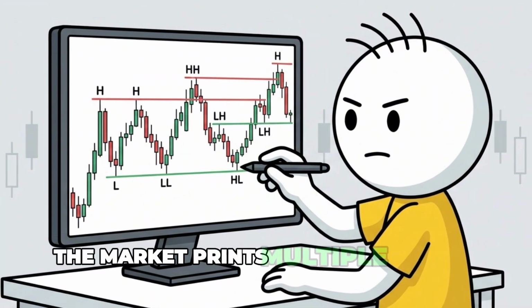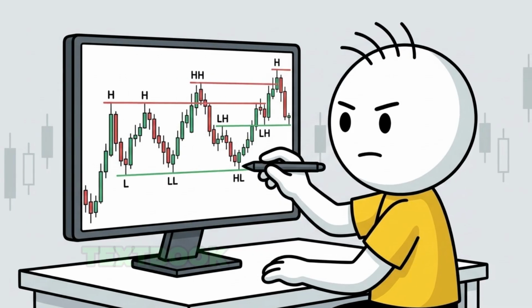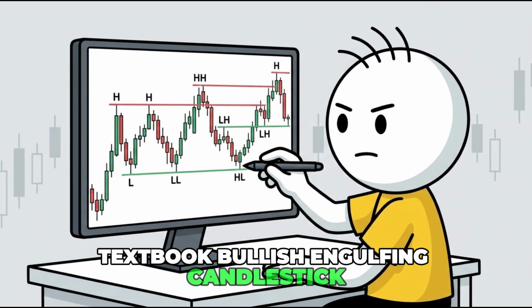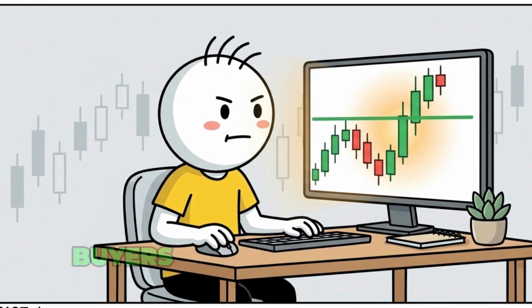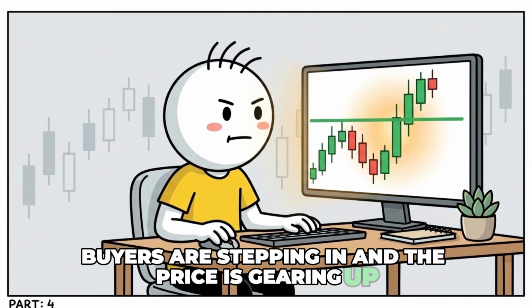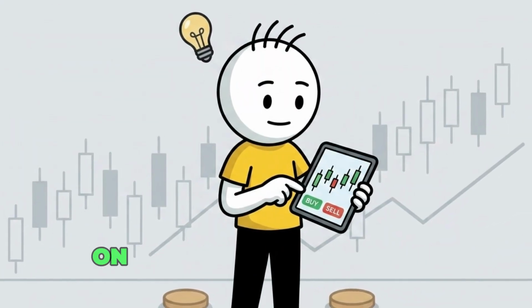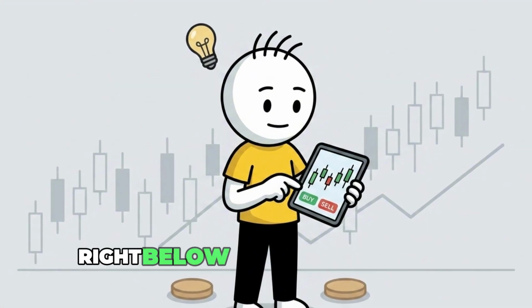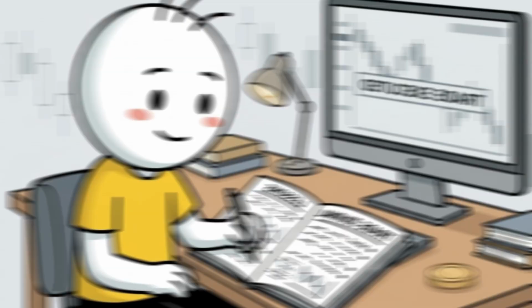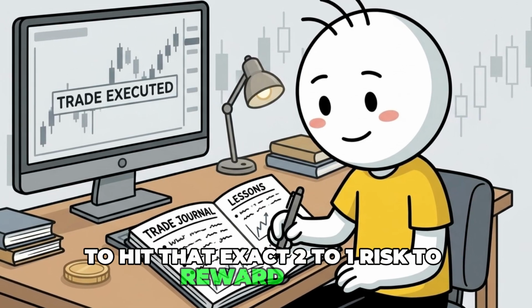The market prints multiple candles with long lower wicks right in a row, followed by a beautiful textbook bullish engulfing candlestick. This is a massive telltale sign that the bears are exhausted. Buyers are stepping in and the price is gearing up to reverse back upward. I am pulling the trigger on a buy order right here on the close of that bullish engulfing candle. My stop loss goes safely right below the lows of those rejection wicks, and my take profit is dragged up to hit that exact 2-to-1 risk to reward mark.